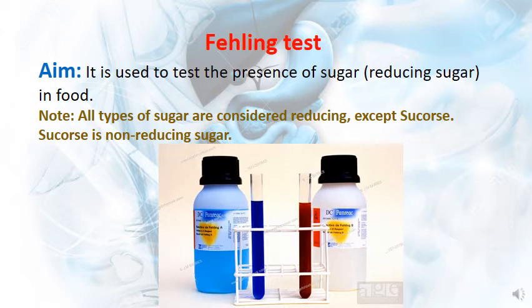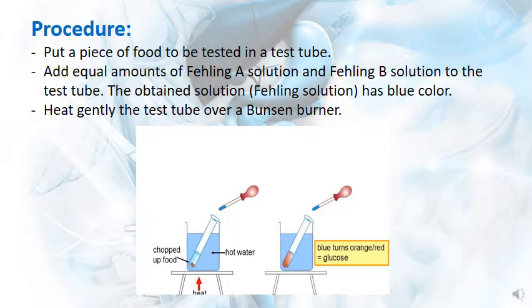So first, we talk about the Fehling test. We said that the Fehling test is done to identify the presence of reducing sugar. Mainly the reducing sugar, all of them are reducing except for sucrose, which is a non-reducing sugar. So the first test is the Fehling test, and the aim is to identify the presence of reducing sugar.